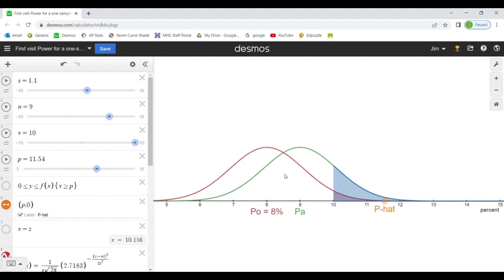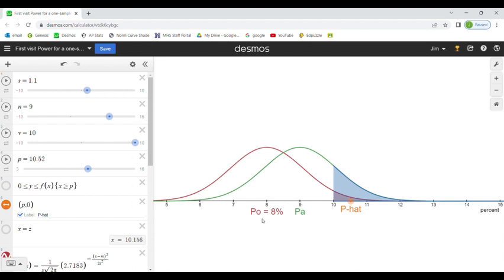You can see here, if we got a true truckload blemish rate of 9%, we would take samples from it, and the p hat would vary from sample to sample. Occasionally we'd be out here, in which case we would reject the null hypothesis. So again, that blue shaded region shows the probability that we would reject the null hypothesis and say the blemish rate is higher.